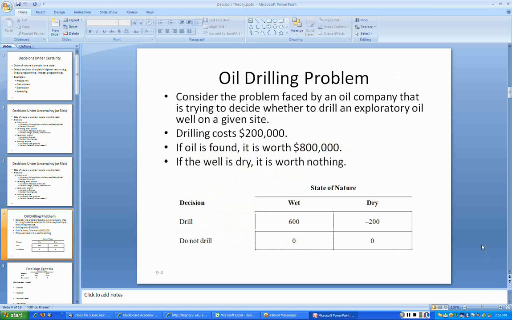Now let's take it for example. Let's just go through this and what sort of tools and techniques are available to us. Okay, in this kind of situation, that is decision making under uncertainty. Let's consider a problem, the oil drilling problem.